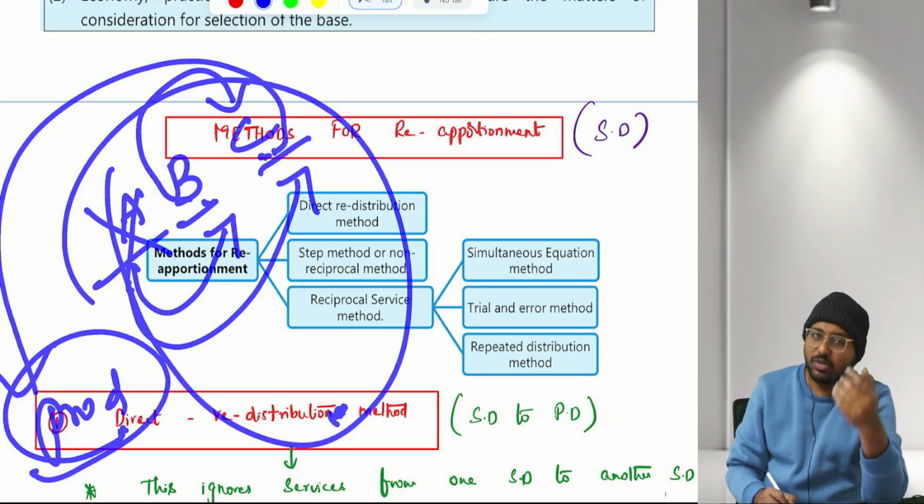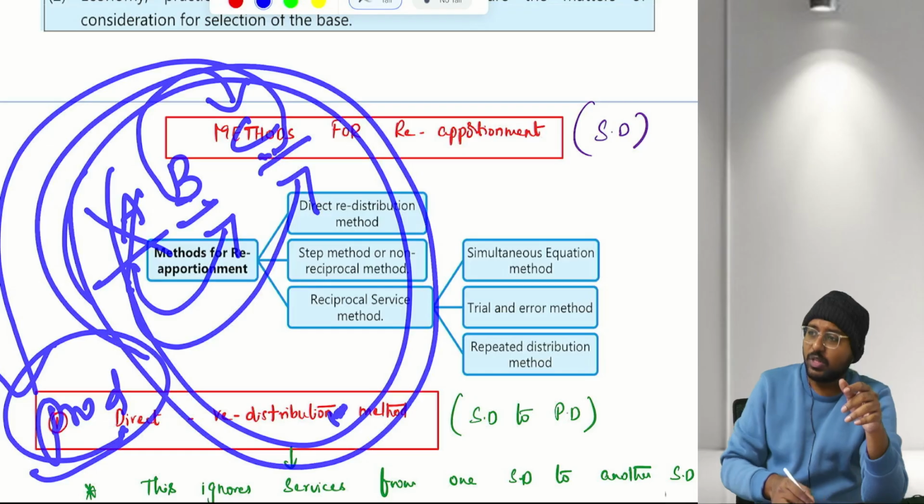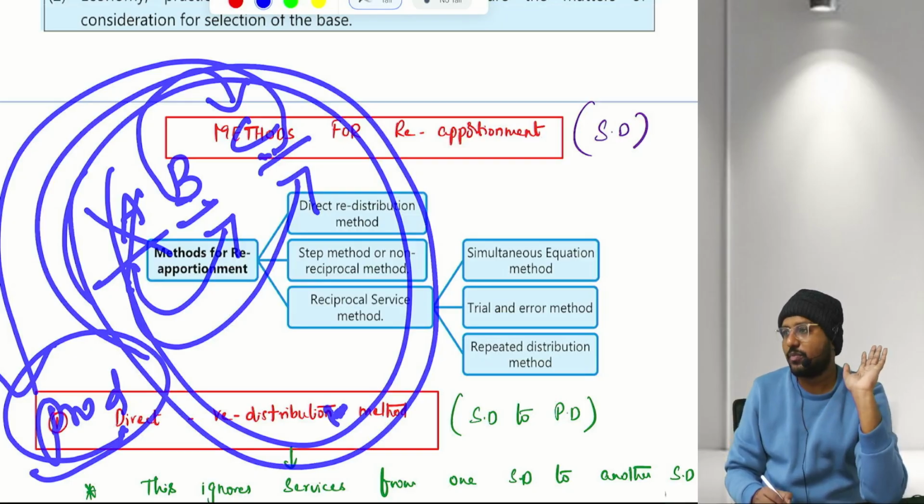What if that is also not given? Which means the question is silent. It did not give you order of apportionment data. Second, the data is given with respect to all the service departments, which means you can also solve it as per the reciprocal services method. You understand the point? Now you are confused because the question has specifically asked you to do it as per step ladder, which means I need to follow step ladder, but the data is wrong.